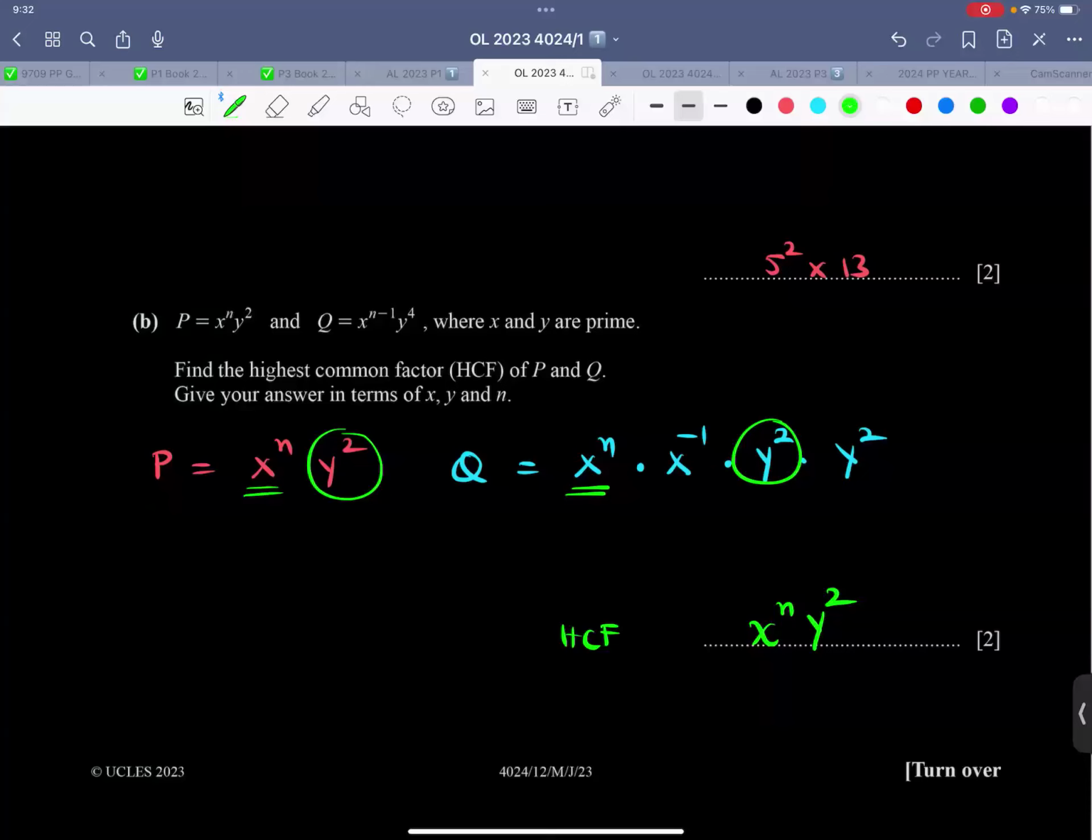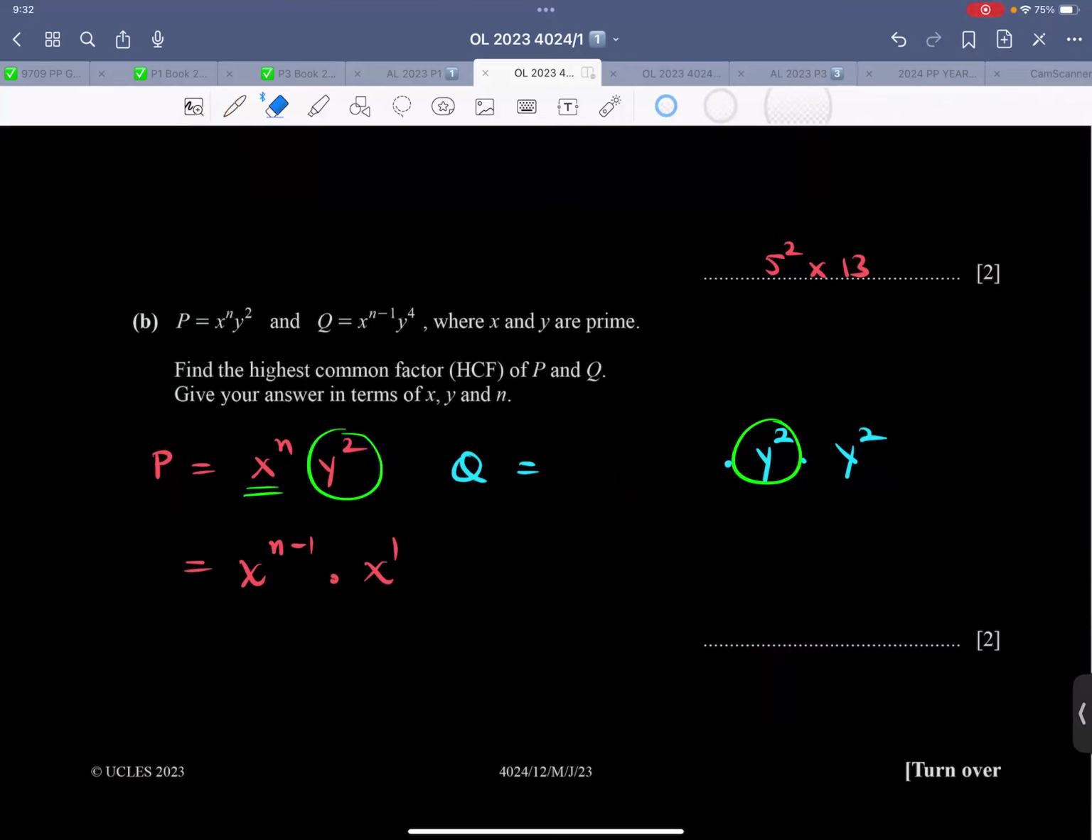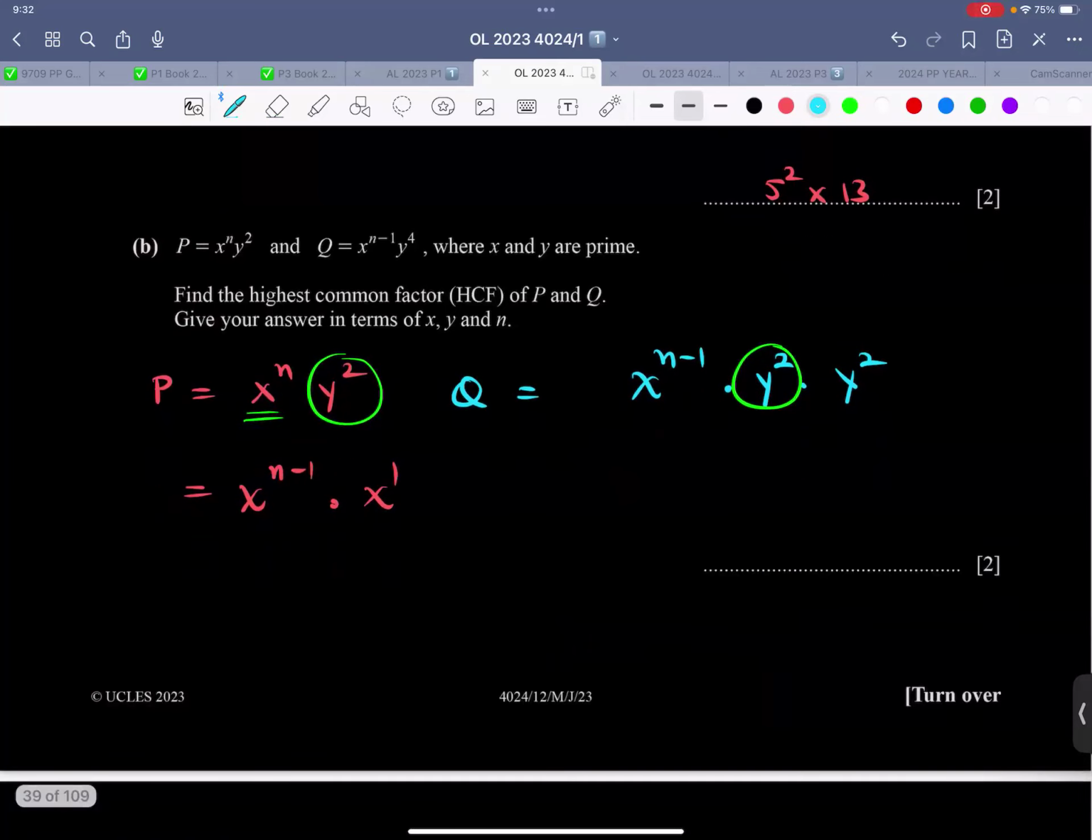Actually, I have to break this up. It's not n plus 1, it's n minus 1. So let me just break this up a bit. This is x power n minus 1, and this is smaller, into x power 1. This makes more sense. So let me write the blue one as x raised to the power of n minus 1, because we are looking for the smaller one, not for the bigger one.